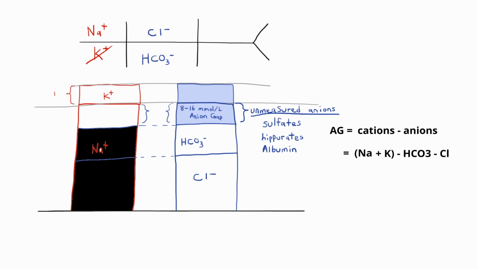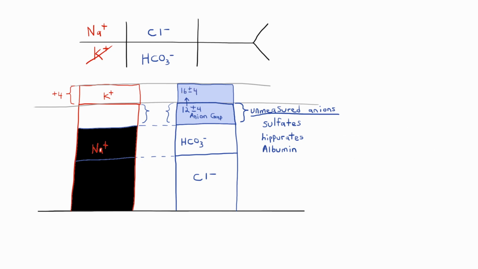So if you include potassium, your normal range should be about 12 to 20 millimoles per liter, because serum potassium runs about 4. An easier way to remember this is without potassium, the range is 12 plus or minus 4, and with potassium, the range is 16 plus or minus 4.